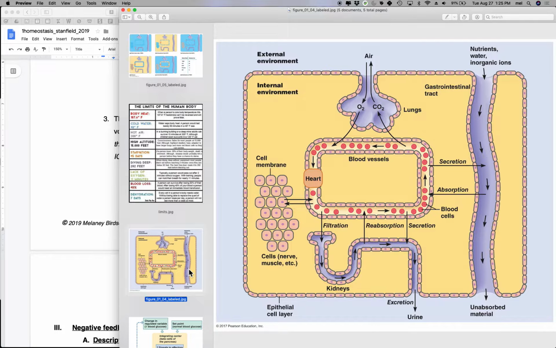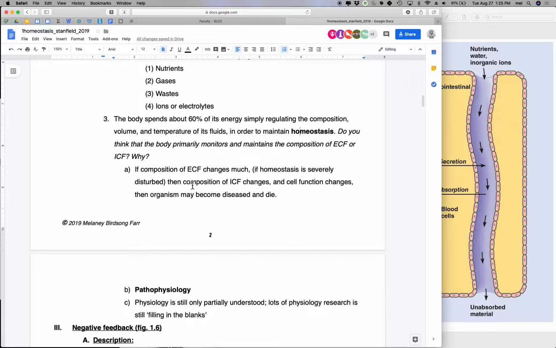And then it's going to circulate, right? And then it's going to leave the plasma and go into what fluid again? Interstitial fluid. All of that before it has the possibility of going inside a cell and affecting the cellular function itself. So do you see why it's kind of your first line of defense to monitor the extracellular fluid instead of the intracellular fluid? If, of course, I get it all the way into the intracellular fluid, what's going to happen is if the composition or whatever of the ICF changes very much, the cell function changes.